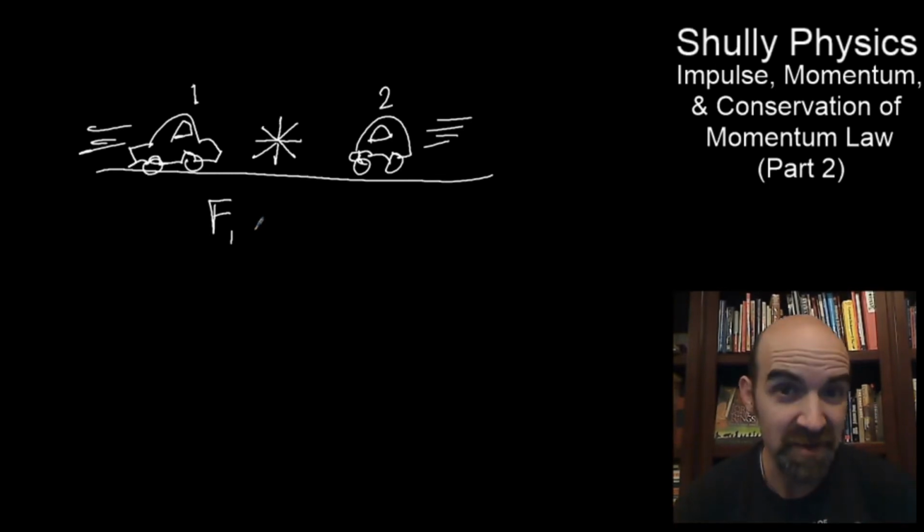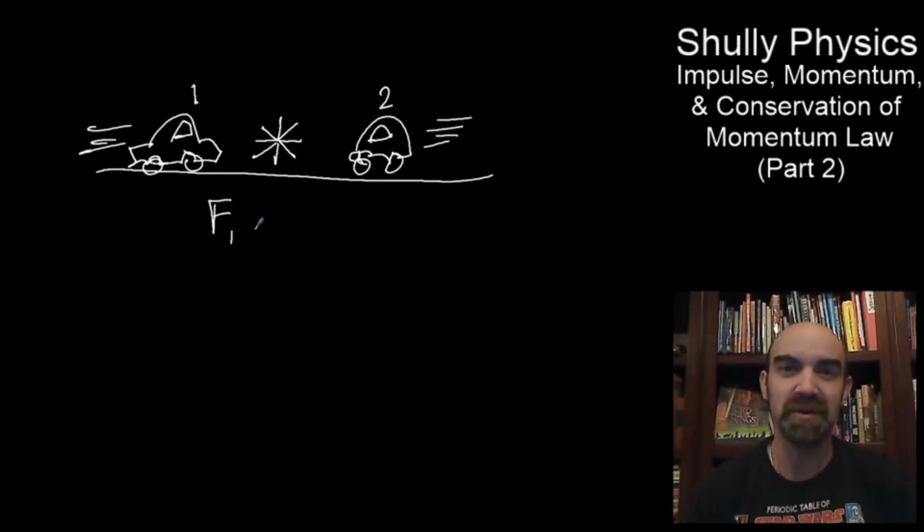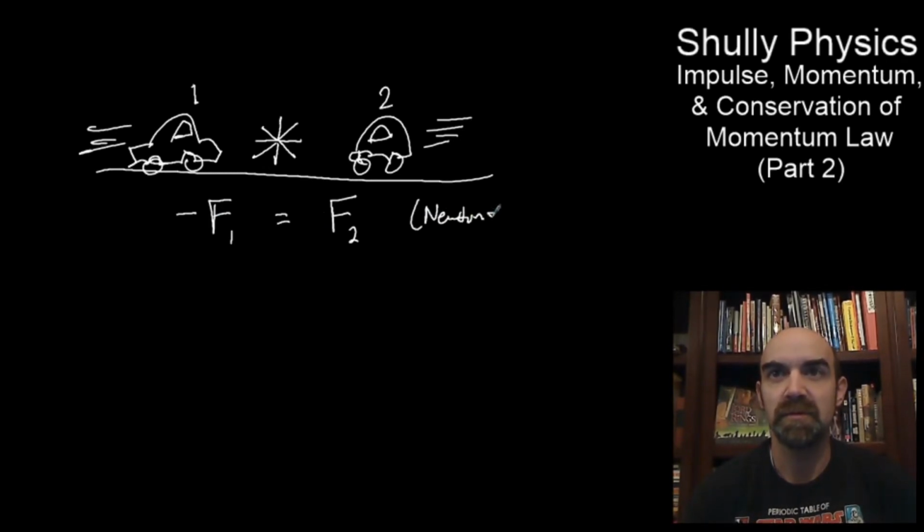The one with more mass? The one with less mass? Remember, Newton's third law says there's going to be an equal and opposite force. So force 1 is equal to force 2, but it is opposite. It's in the opposite direction. So that's Newton's third law at work.